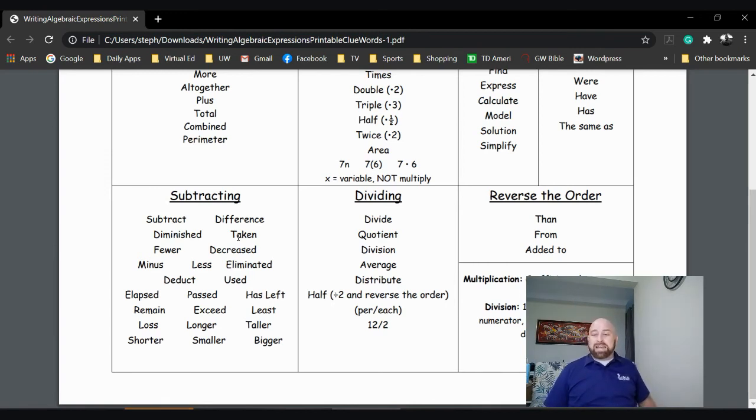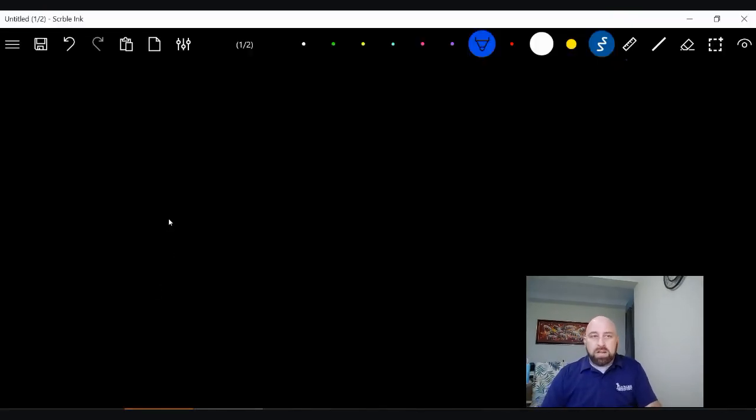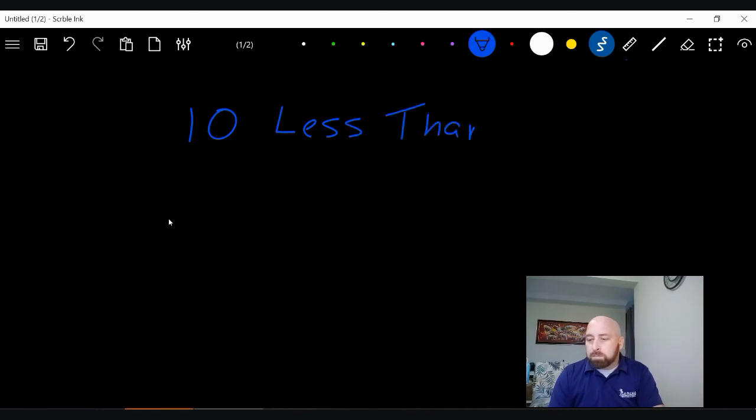Next one's dividing. What are the division words? Divide, quotient, division, average, distribute, half. This is an interesting little section right here, reverse order. The only one that I'm really going to spend a lot of time on is the word than, and let me show you why. Let me go over here. So if I have the word than, let's say 10 less than 20.